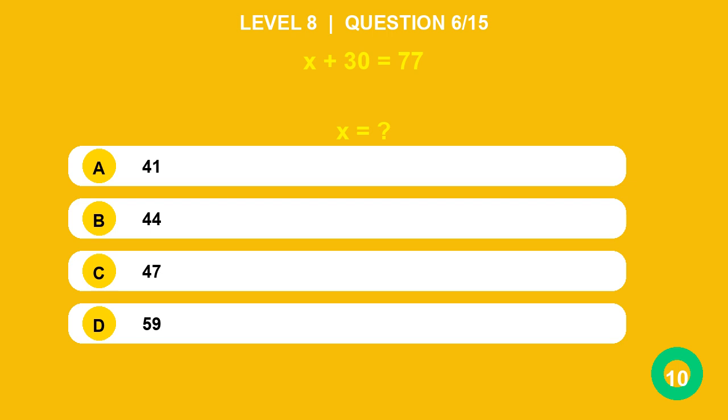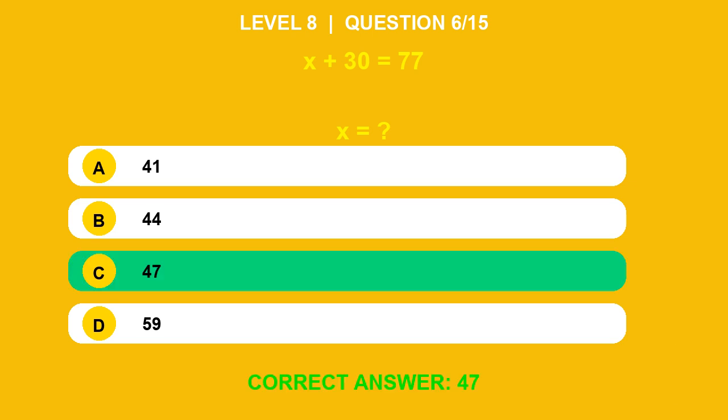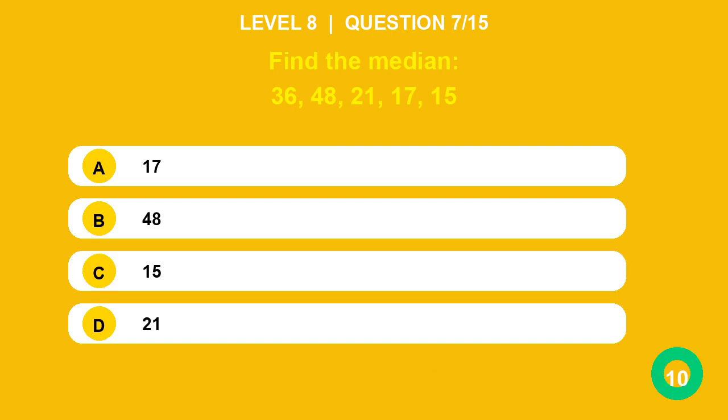X equals? Answer is 47. Find the median. 36, 48, 21, 17, 15.